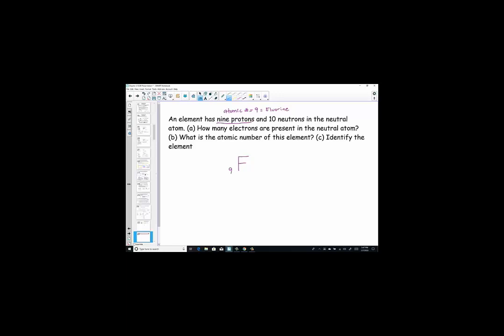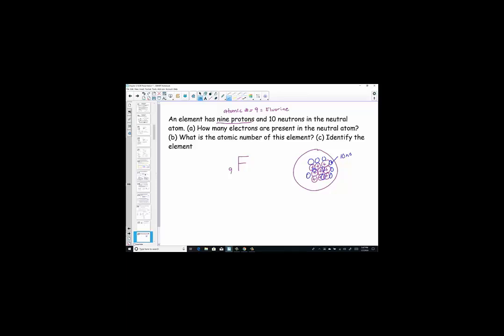An element has 9 protons. It also has 10 neutrons. So think about what we just drew in that picture before. We have 9 positive particles: 7, 8, 9. 9 positive protons. And we have neutrals, 1, 2, 3, 4, 5, 6, 7, 8, 9, 10. I know they're supposed to be mixed around, not just stacked in order. So there's 10 neutrons.